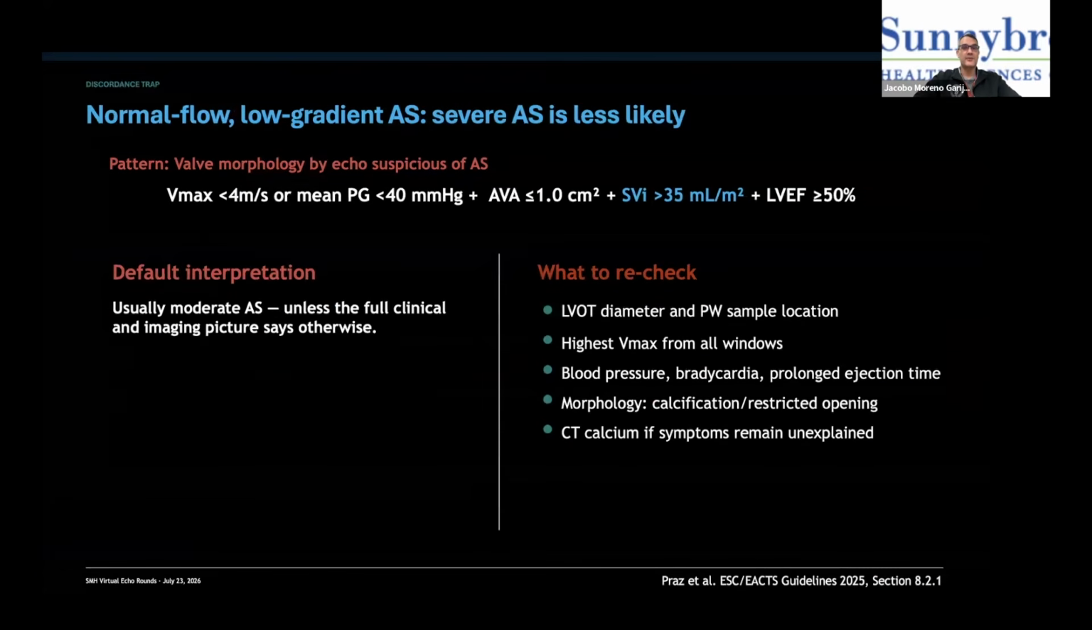Okay, now we have a normal flow. That means the stroke volume indexed is more than 35 milliliters per meter squared. We still have an aortic valve area less than 1, and we have a normal ejection fraction. But the maximum velocity or the mean gradient is less than 40. So the default interpretation for this, and my recommendation, is to call it moderate AS, unless there is a full clinical picture that says otherwise.